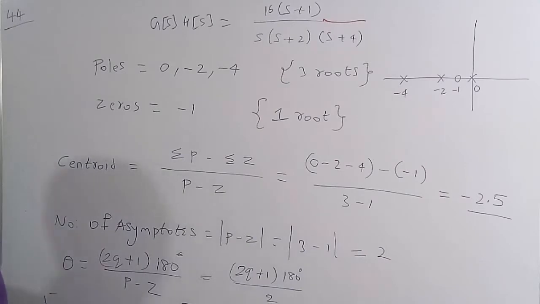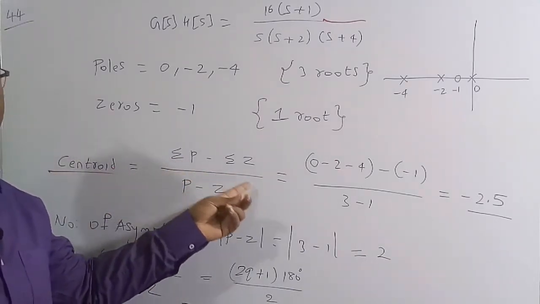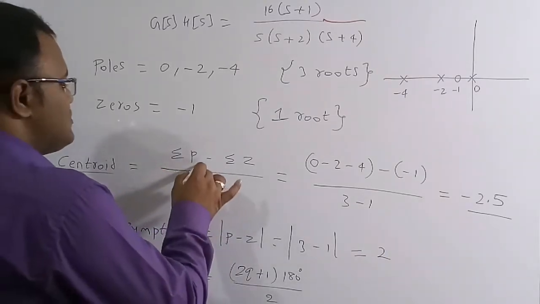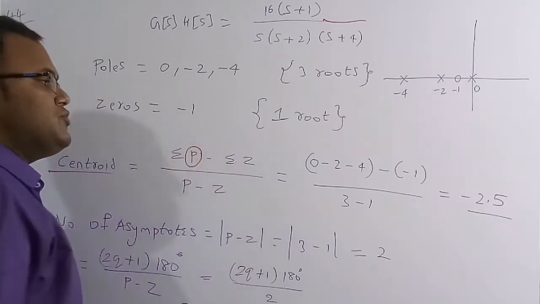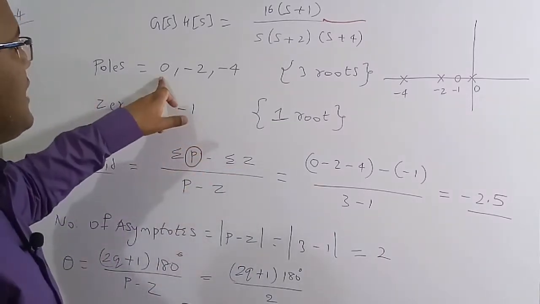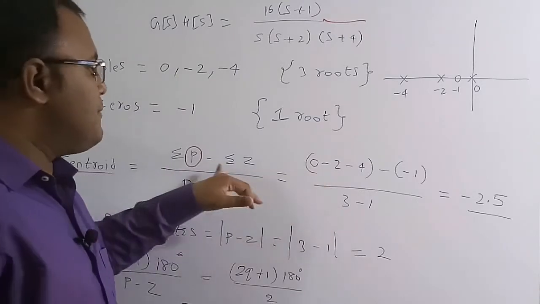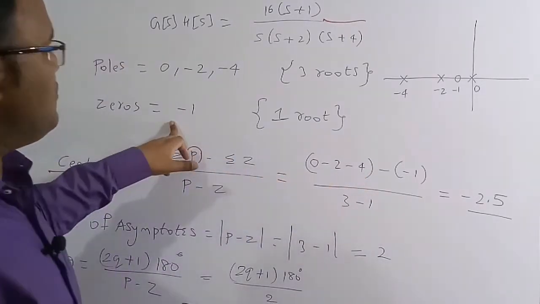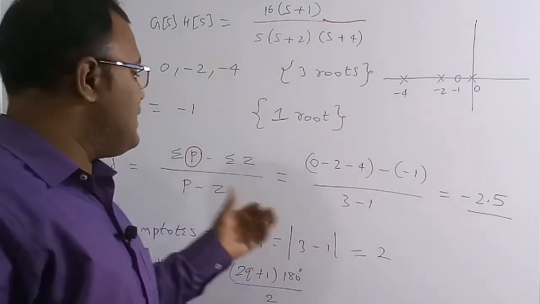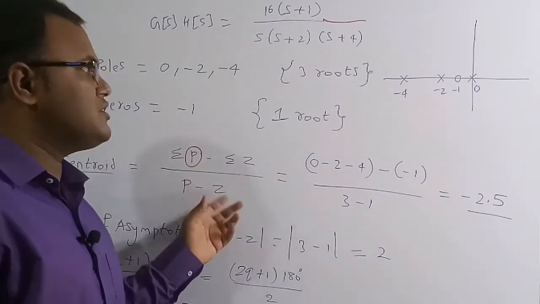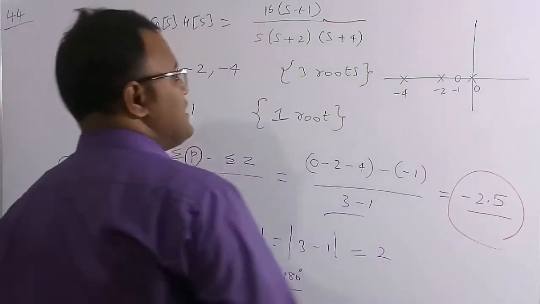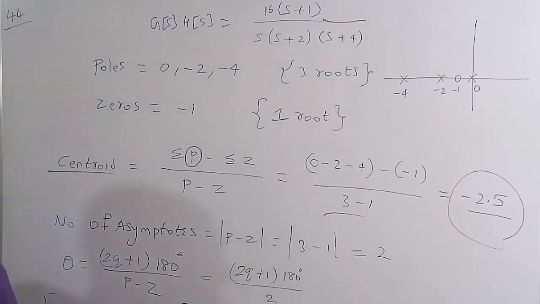Now the centroid is the summation of real parts of poles minus the summation of real parts of zeros, divided by number of poles minus number of zeros. Here we need to add the real parts of the poles: 0, minus 2, minus 4. Then the summation of the real parts of zeros: there is only one zero at minus 1. So minus 1, divided by number of poles 3 minus number of zeros 1, that is 3 minus 1. If you solve this one, we get the centroid as minus 2.5. So the centroid is minus 2.5.